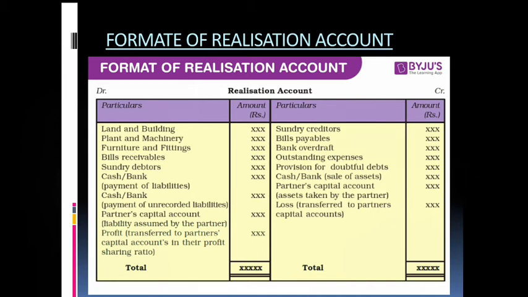Moving on to the credit side: land and building, plant and machinery, furniture, bills receivable, debtors are the valuation of the assets and liabilities on the old balance sheet. Then cash or bank account, payment of the liabilities, cash or bank account, payment of unrecorded liabilities, partners' capital account, liability assumed by the partners, and finally profit transferred to the partners' capital account in their P&L ratio.